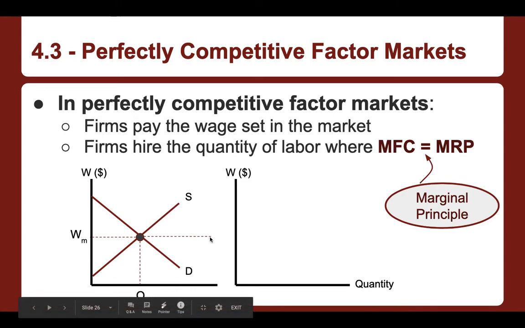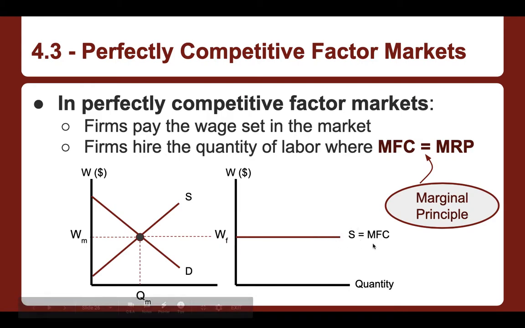That wage then carries over to the individual firm, and they are going to establish that wage and continue to offer the same wage, and therefore we have a perfectly elastic supply curve. We have a constant marginal factor cost that results in a perfectly elastic, or perfectly horizontal, supply curve. In a perfectly competitive product market, this resulted in a perfectly elastic demand curve, right? In this case, it's supply.